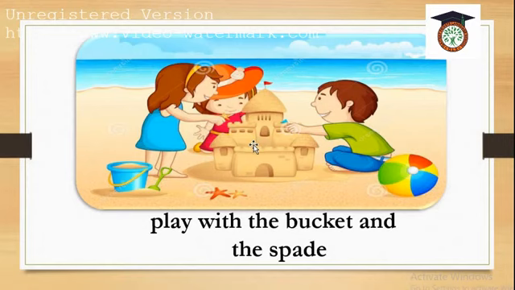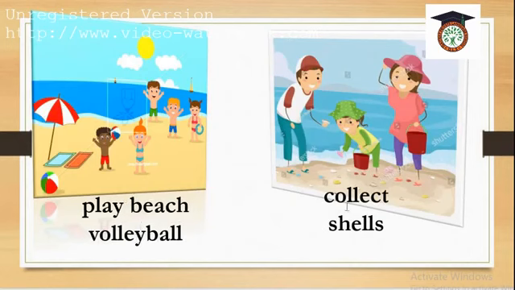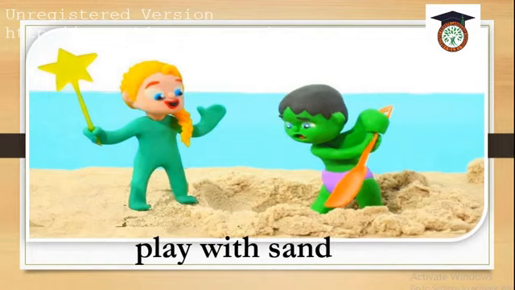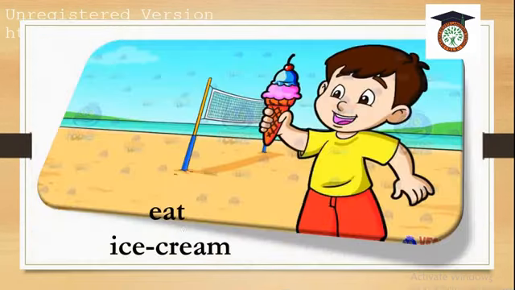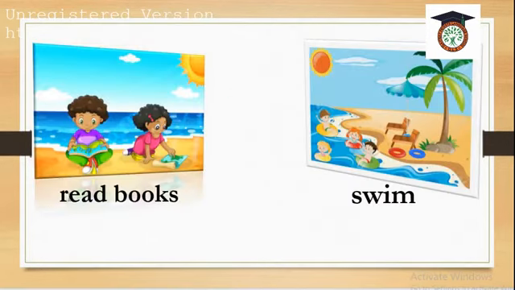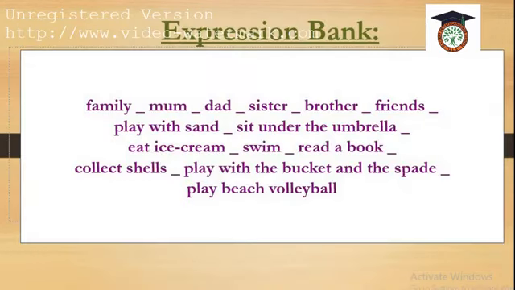Okay, so again, let's sum up the activities that we can do on the beach. We can play beach volleyball and collect shells. We can play with sand. We can sit under our umbrellas. We eat ice cream. We swim and read books. And finally, this is our expression bank. These are the words that we can use to form our writing. We have here family, mom, dad, sister, brother, friends, play with sand, sit under the umbrella, eat ice cream, swim, read a book, collect shells, play with the bucket and the spade, and play beach volleyball.